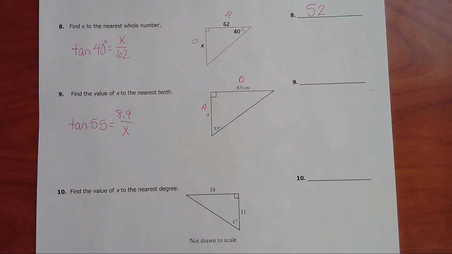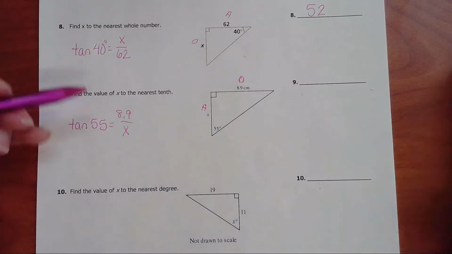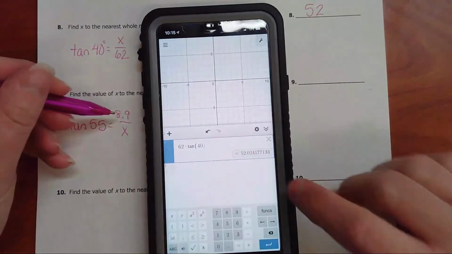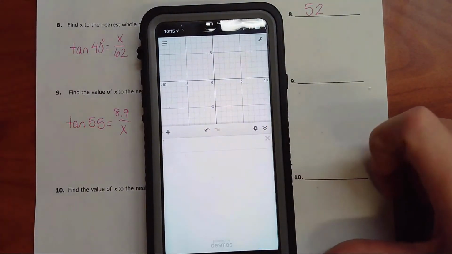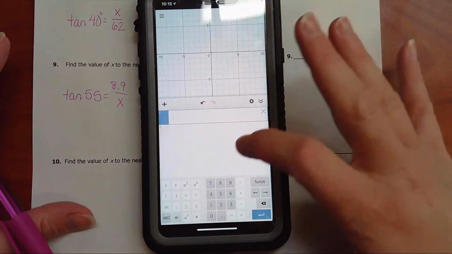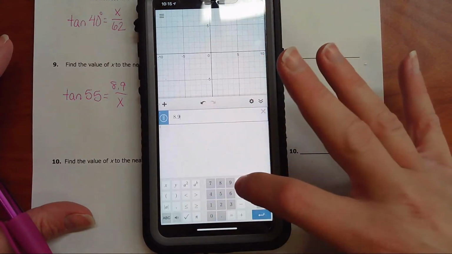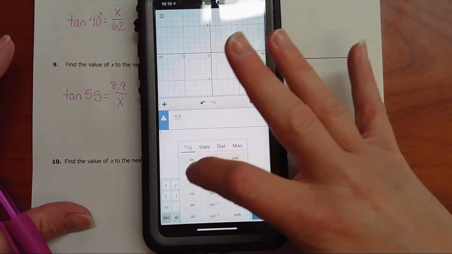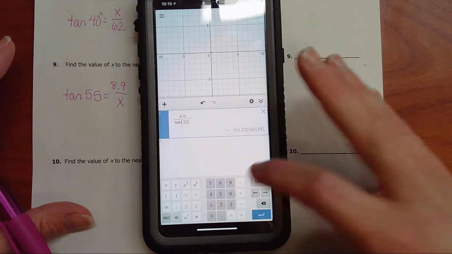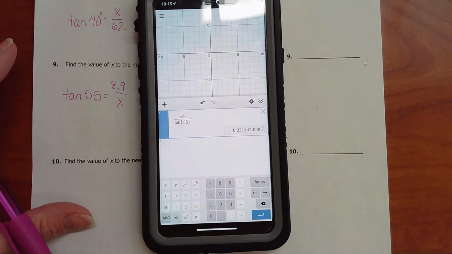Now this one, my X is on the bottom. So since X is on the bottom, that means you're going to divide. So I do 8.9 divided by, and then I do tan 55, and I get 6.2.